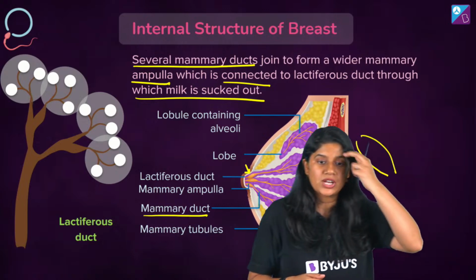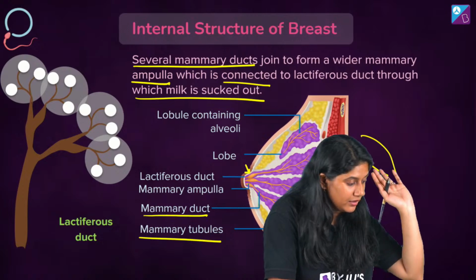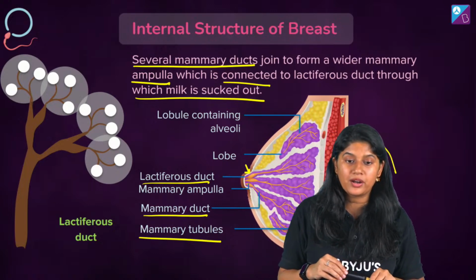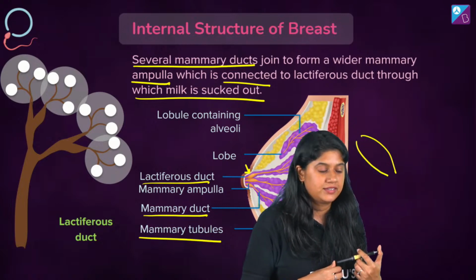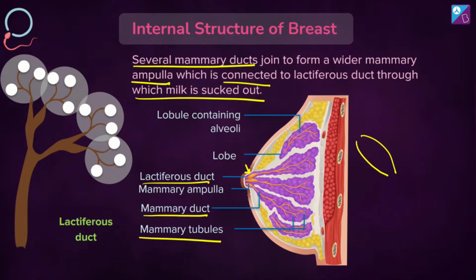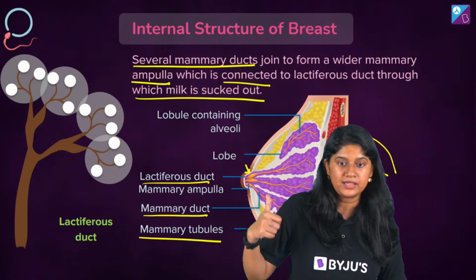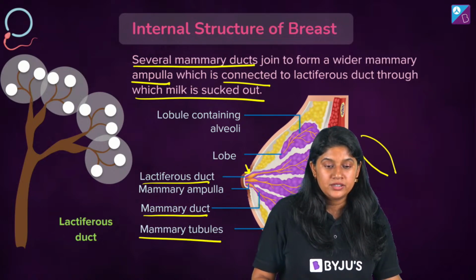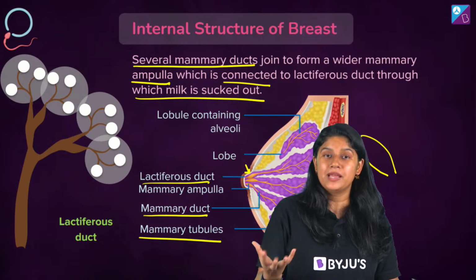We have the mammary tubules, mammary ampulla, lactiferous duct, and all of these important things. Everyone, quickly give me a thumbs up if you're clear with this. Okay, thumbs up. Very good. Now, can you quickly tell me the flow of the blood? Sorry, not the flow of the milk.